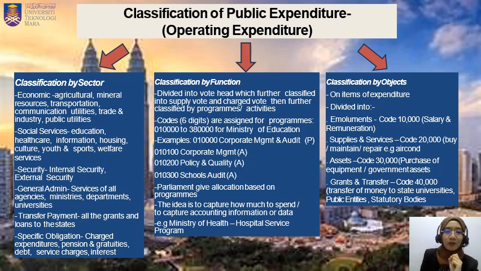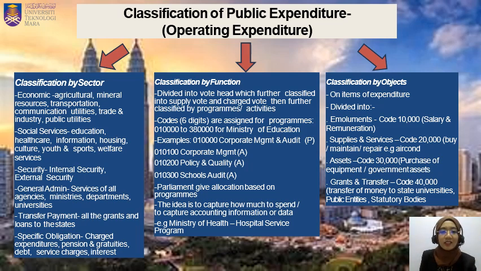Okay, and for the social services, whether it's education, healthcare, information, housing, culture, youth and sports, or welfare services. For security, whether internal security or external security. And then for the general admin, whether we have the services for all agencies and ministries, departments and universities. And then we have the transfer of payment, all the grants and the loans to the states. And then we have the specific obligation, which is the charge expenditure, pensions and gratuities, debt and service charge interest.